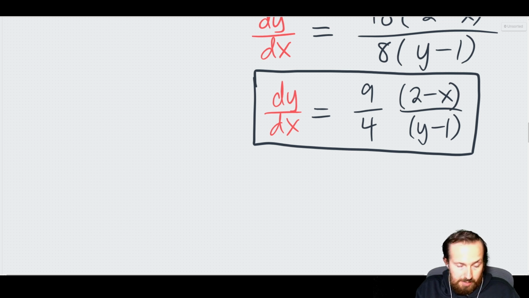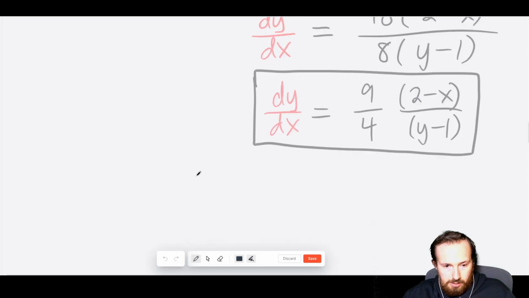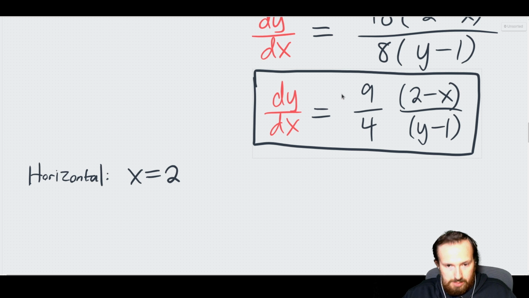specifically when the denominator is not 0. When is the numerator 0 here? Hopefully that's clear: when x is equal to 2. So basically we'll have horizontal tangent lines horizontal when x is equal to 2, because that'll cause dy/dx to equal 0.